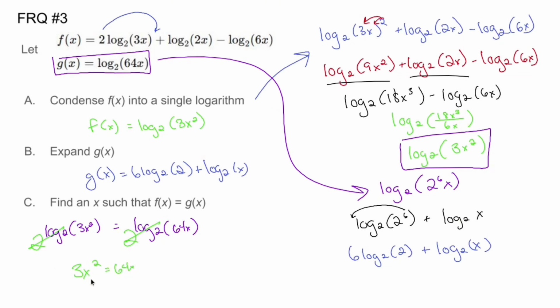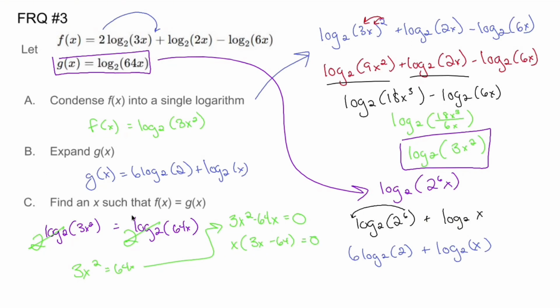Now what I want to do is subtract 64x from both sides. So let's go up here and show those steps. We've got 3x squared minus 64x equals 0. I can whip out an x, but that's it. x times 3x minus 64.